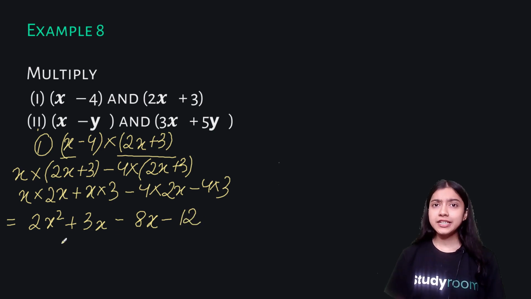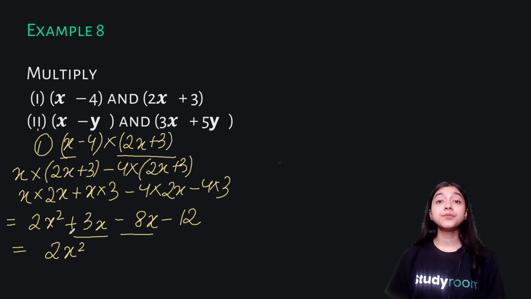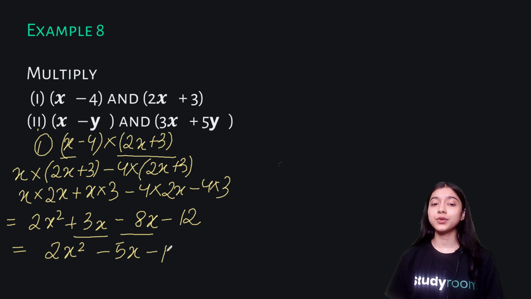Now, can you see any like term over here? I hope yes. We have plus 3x and minus 8x as like terms. So this question can be solved further. So on solving the question further, we'll get 2x squared, minus 8 plus 3, what do we get? We get minus 5 times x and then minus 12. So this is our final answer.